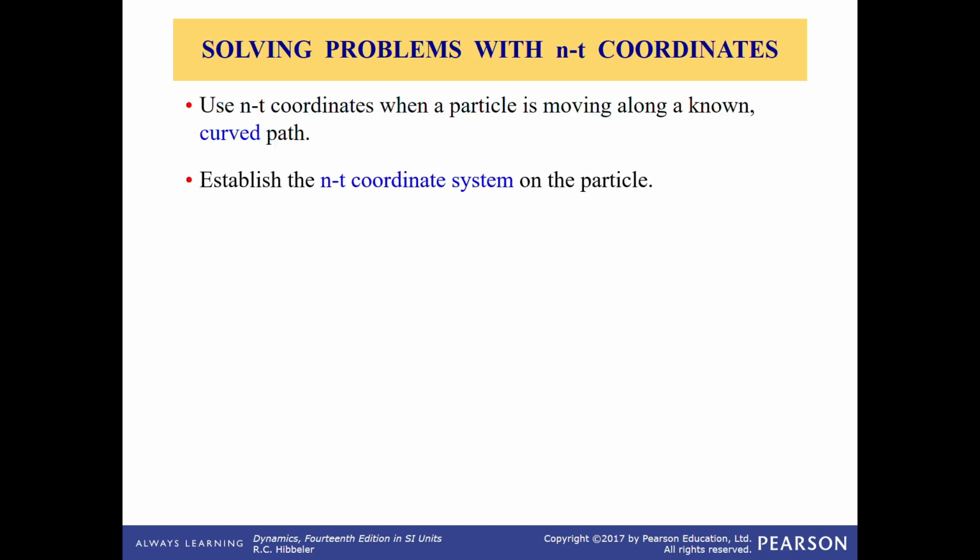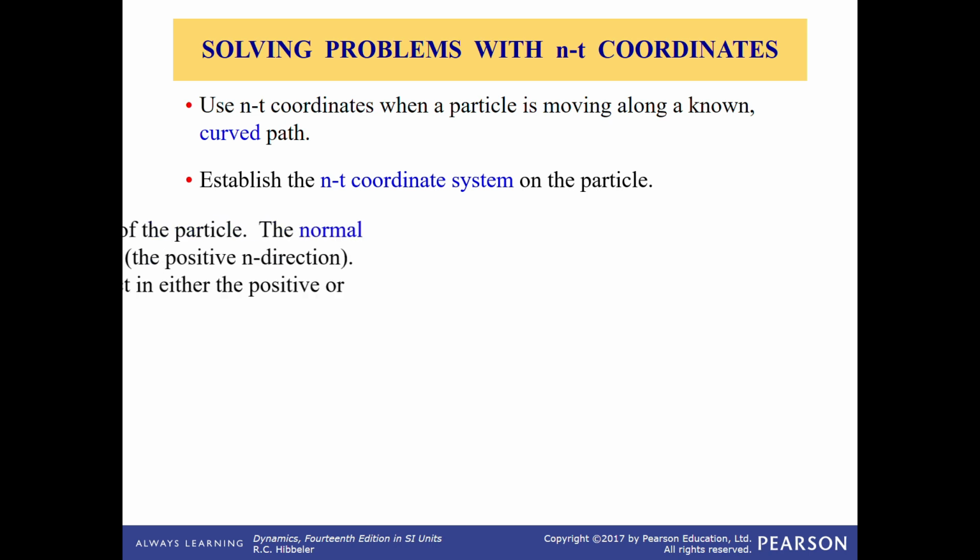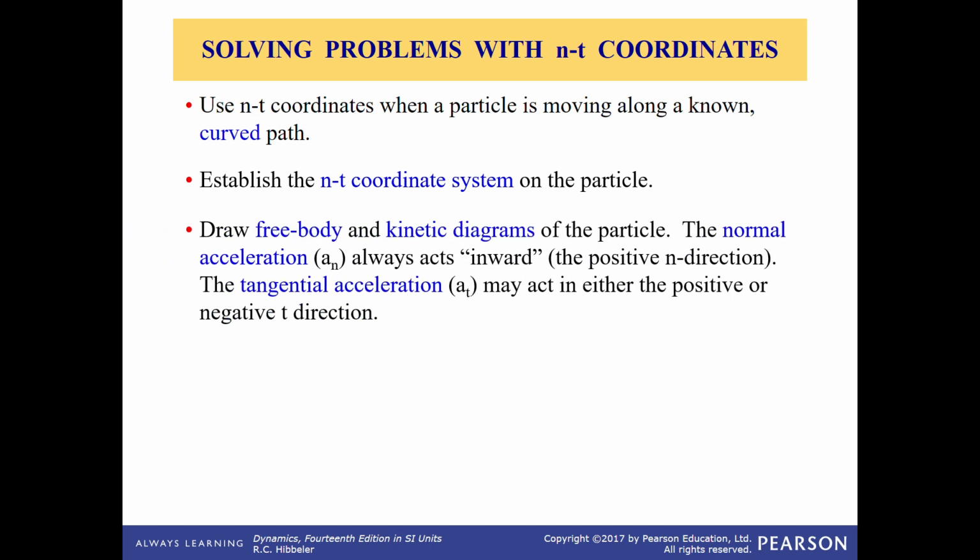Okay, so solving problems with n-t coordinates. Use n-t coordinates when a particle is moving along a known curved path. Second, you need to establish the n-t coordinate system on the particle. Don't forget this part, students always forget this. Draw free body and kinetic diagrams of the particle. The normal acceleration an always acts inwards, in the positive n direction, so towards the center of curvature. And the tangential acceleration at may act in either the positive or negative t direction.